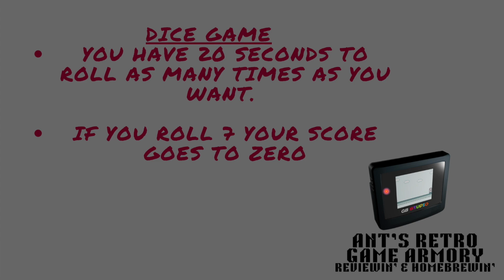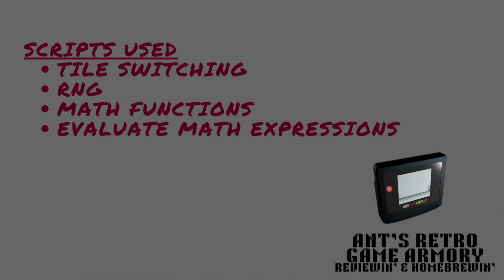So really simple premise for the game, and next we'll talk about how we're going to accomplish that in GB Studio. The basics of what we're going to use: tile switching, random number generator, math functions, and evaluate math expressions to accomplish this game mechanic. So let's go ahead and jump right into GB Studio.